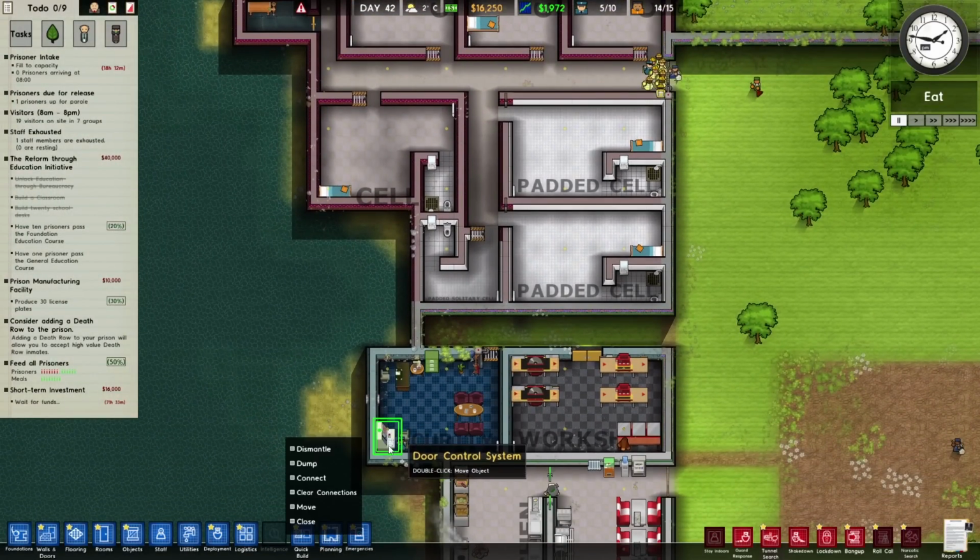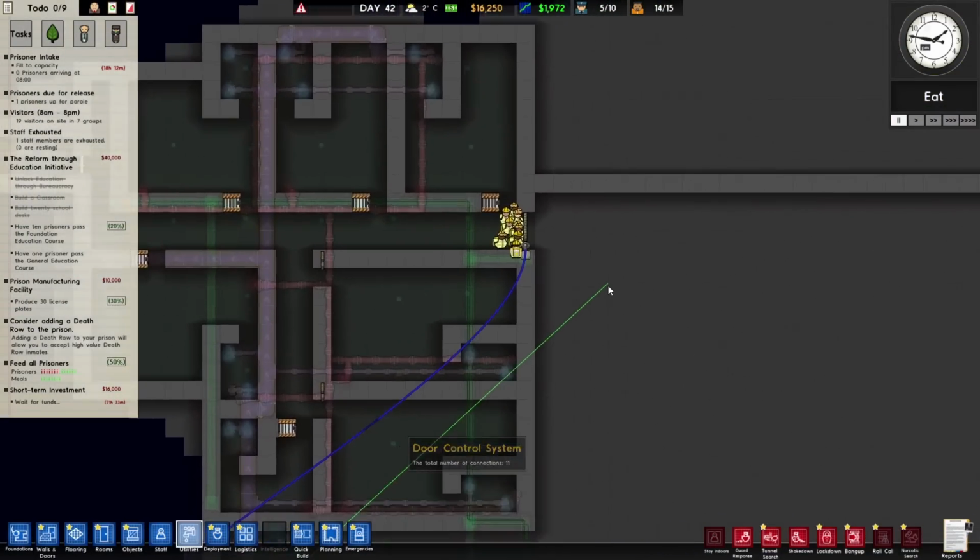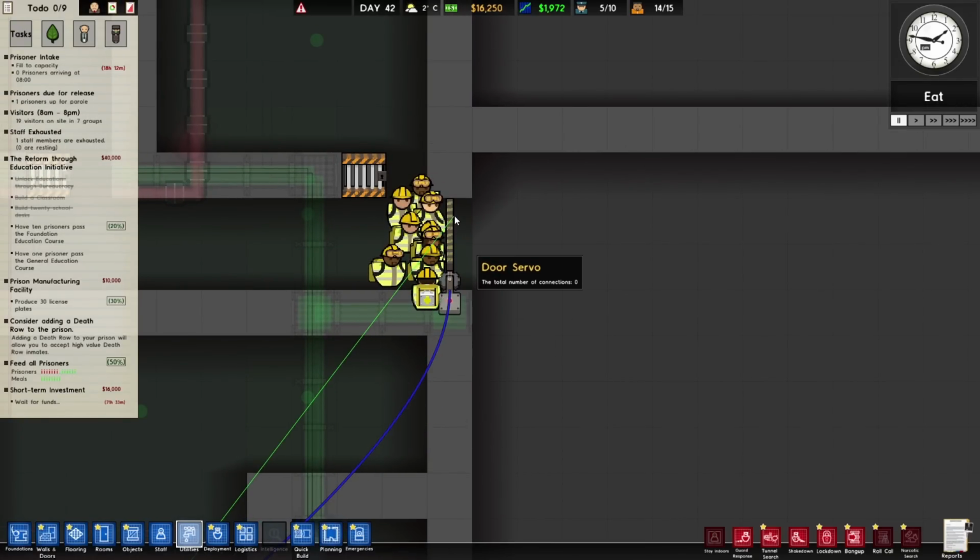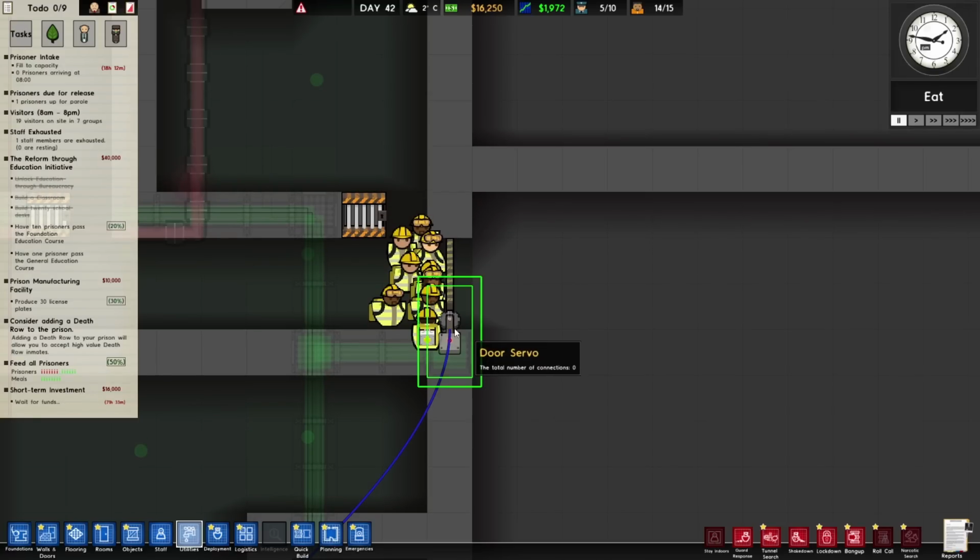Hang on. Is it connected to the thing? Yes, it is. Yeah, I think the servo is on the wrong side. Because somebody did say, hang on, total number of connections 0. Yeah, it's not connected to the door. I just thought it had to be over the door. But yeah, it's on the wrong side.